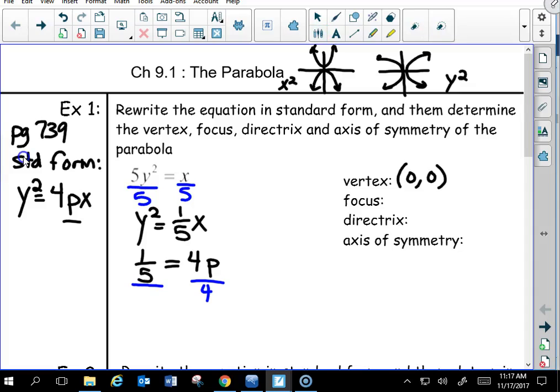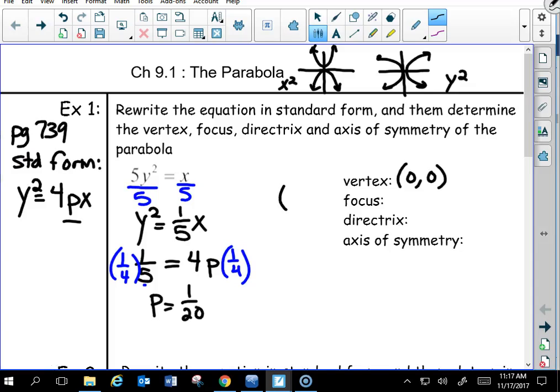I don't want to divide by 4 because I've got a fraction on the left-hand side, so I'm going to multiply by 1/4. That gives me p is equal to 1/20. All right, I'm going to use that to answer the questions. So when it's oriented left-right, when we have y squared, the focus is at x equals p, y equals 0. So I've got 1/20 for p and 0.